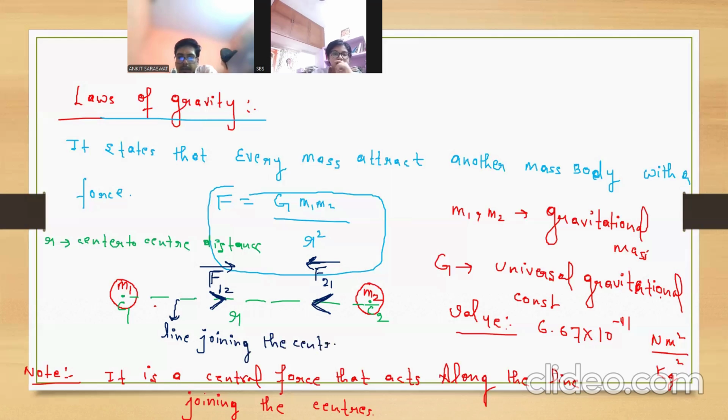Clear? Sir, I thought this force was supposed to act on 2 due to 1. What? The initial force, I thought it was supposed to act on 2 due to 1. F12 means M2 will attract this M1 like this, force acting on the first body due to the second body. F21 means this M1 will attract this body like this. Now, being attractive in nature, they will attract each other like this.